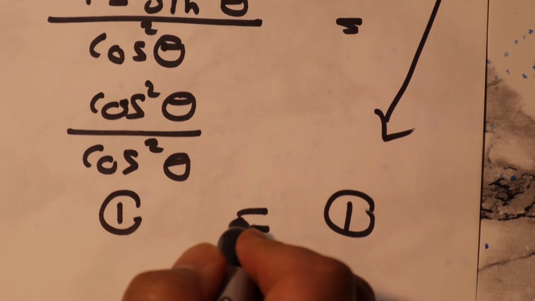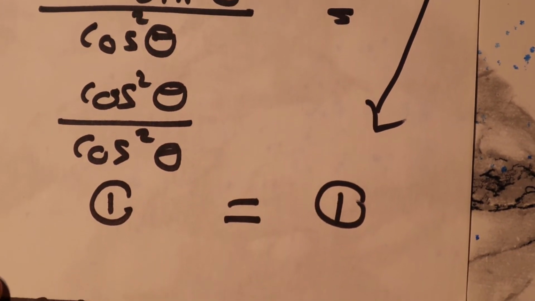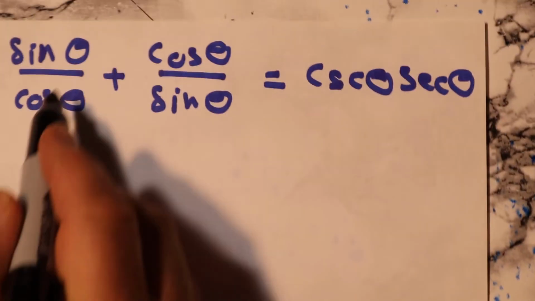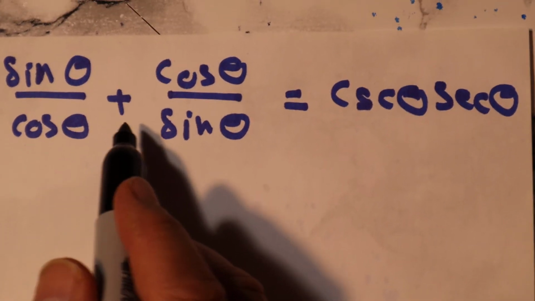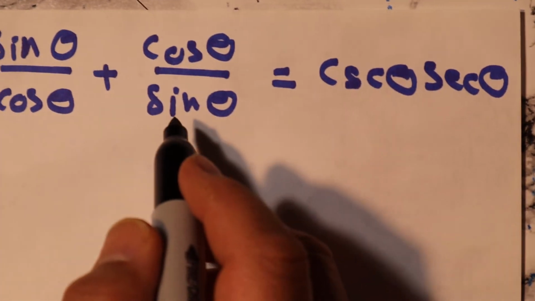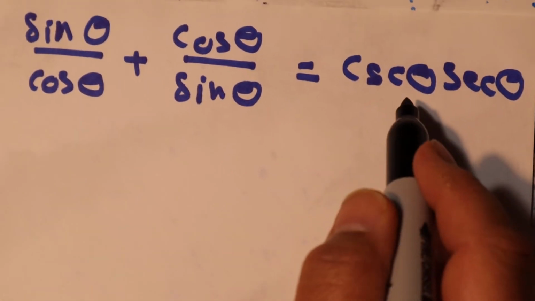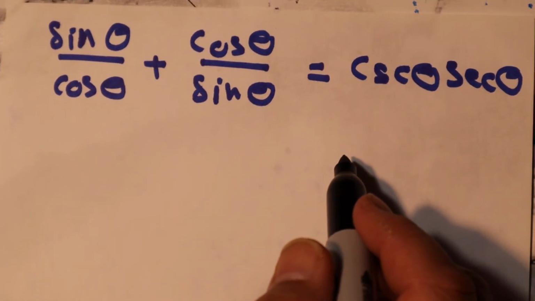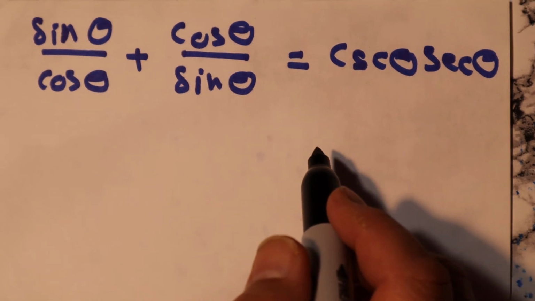I have the third question for you. Don't leave before we do it. Having sine theta over cosine theta plus cosine theta over sine theta equals cosecant theta secant theta. Oh, how to prove that? It's kind of weird. It's hard. It's not hard at all.